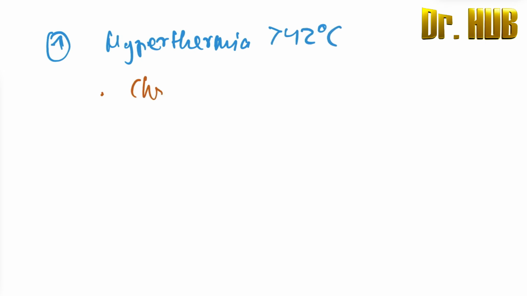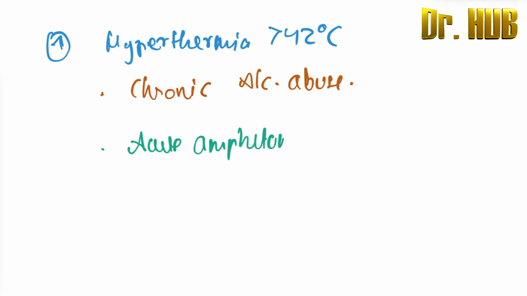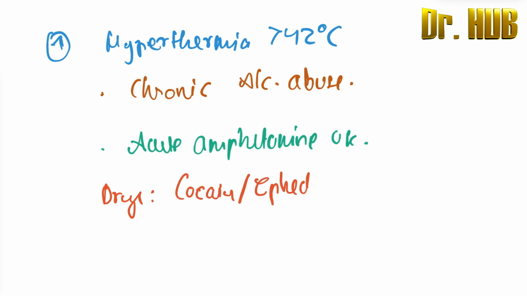Next comes chronic alcohol abuse, and there is acute amphetamine use as well. Acute amphetamine use can lead to an increase in the MAC. Then there are also drugs such as cocaine and ephedrine. Then comes hypernatremia. Hypernatremia is also a factor which increases the MAC.